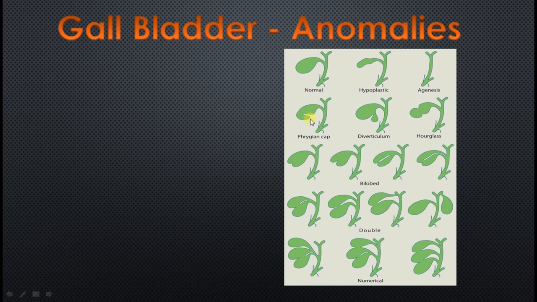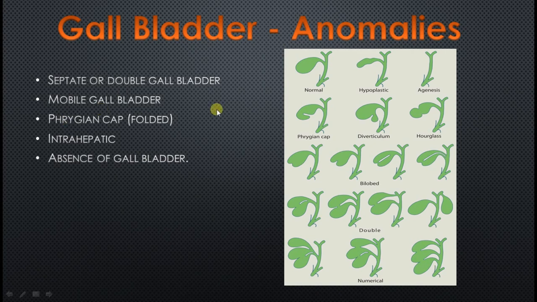Phrygian cap is where the body of the gallbladder shows a diverticulum like this. It is not a pathological condition. Other variations include some outpocketing or diverticulum, hourglass constriction, bilobed gallbladder, and septate gallbladder, where the inside of the body or fundus is divided by a septum. Then duplication of the gallbladder, a double gallbladder with a double cystic duct or common cystic duct, and numerical variations. All are common in the abdomen.